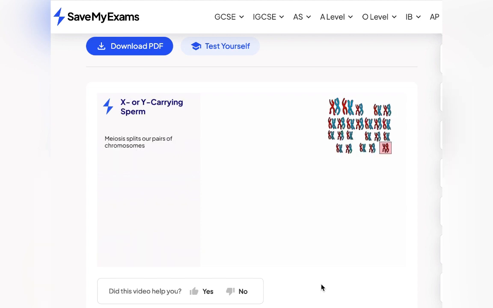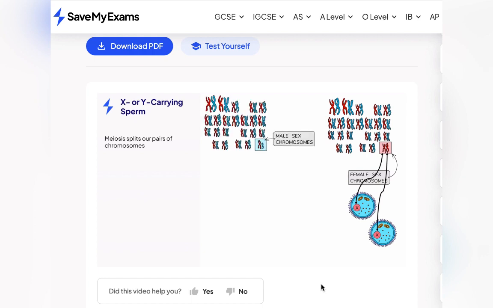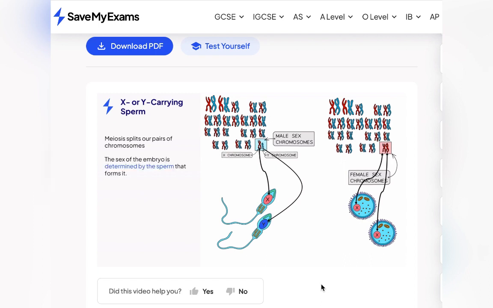When a female makes her eggs during meiosis, she splits all her chromosome pairs. Each egg receives an X chromosome. However, when a male produces sperm, he also splits his chromosome pairs. Half of the sperm cells receive an X chromosome, the other half receive a Y. So we say that each sperm is either an X-carrying sperm or a Y-carrying sperm. Only one of these sperm will win the race to the egg and fertilise it, and this is what determines the sex of the embryo.